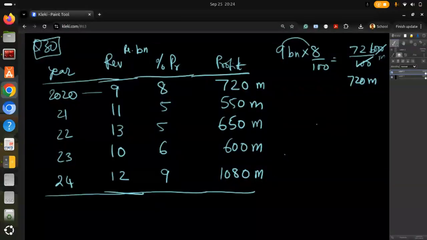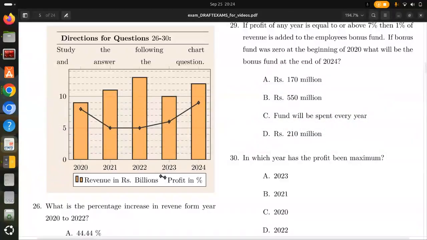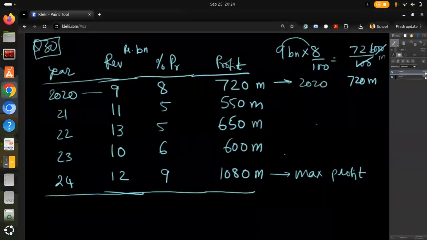So right away our intuition was correct. This is the maximum profit. But this was not there in the options. So what is the next maximum number? This one is the next maximum, the next highest number. So 2020 should be the answer for this question. Number 30, C is the option. Okay, so let's mark question number 30 as C.